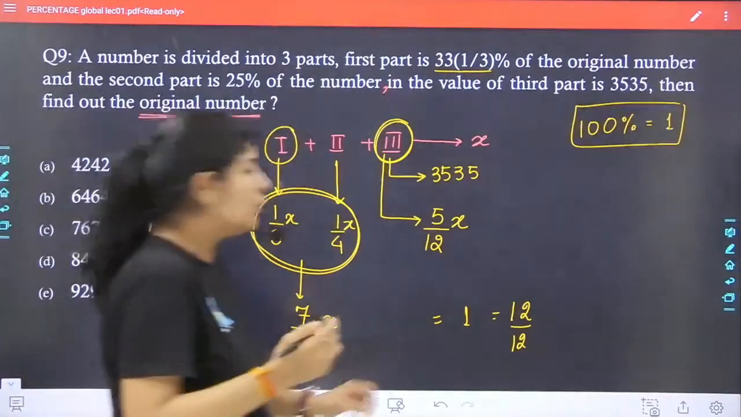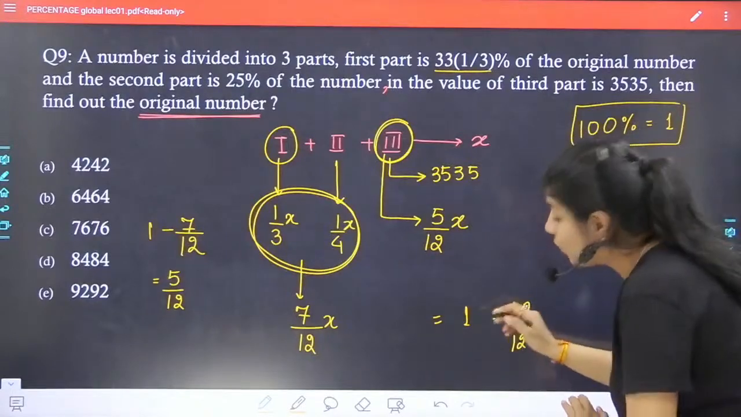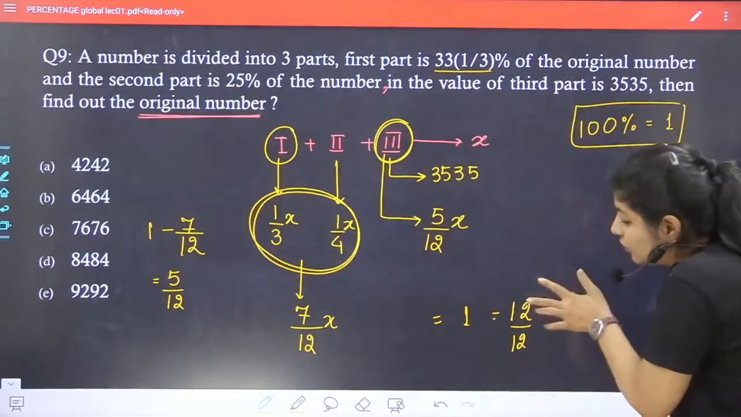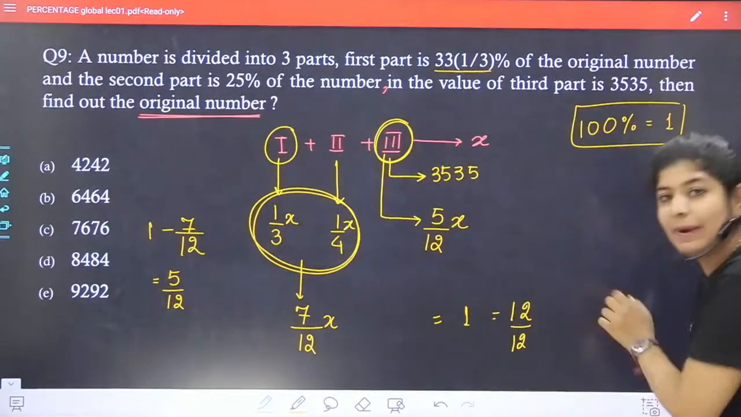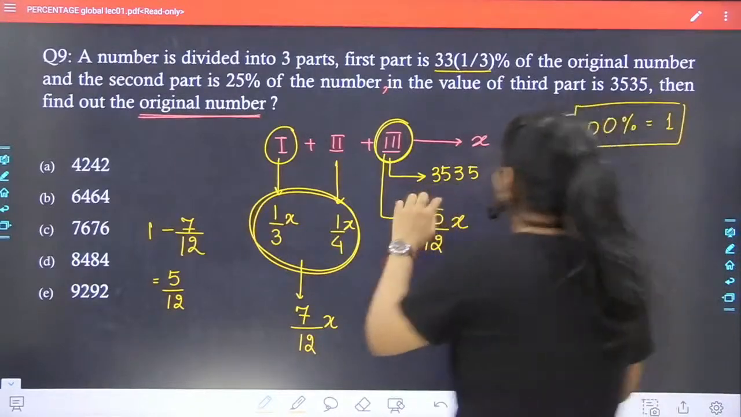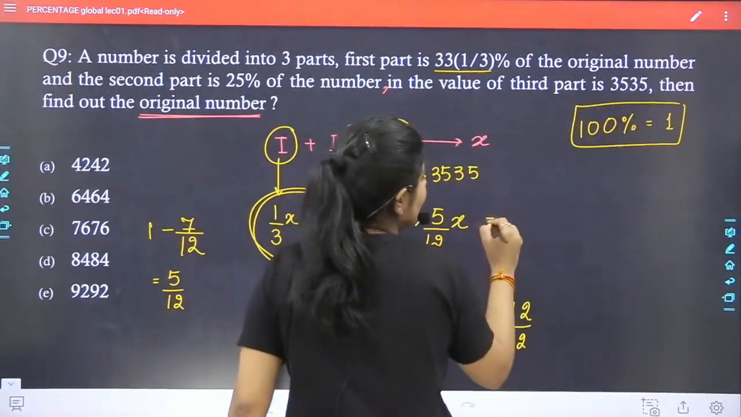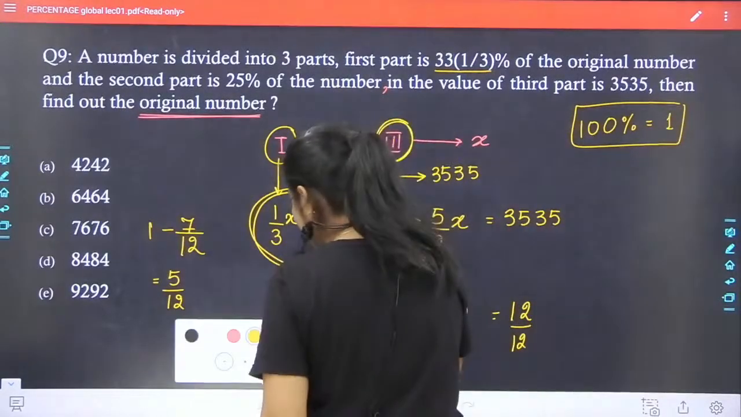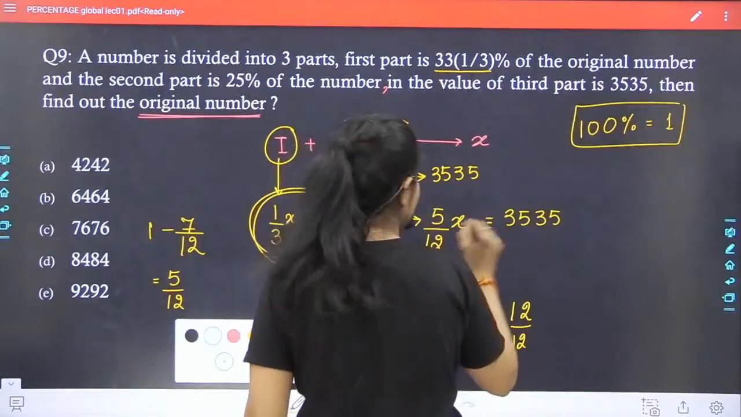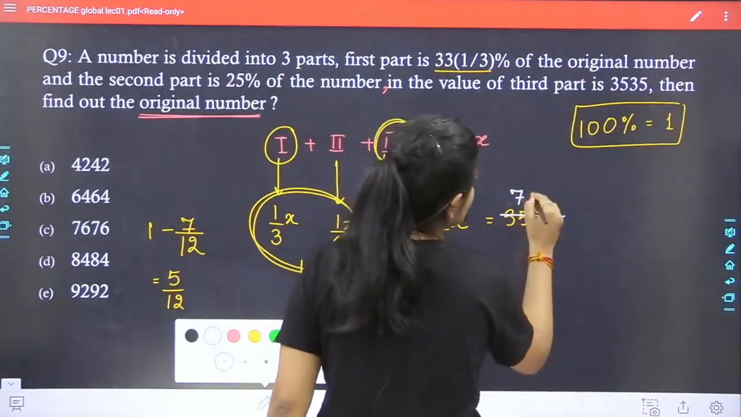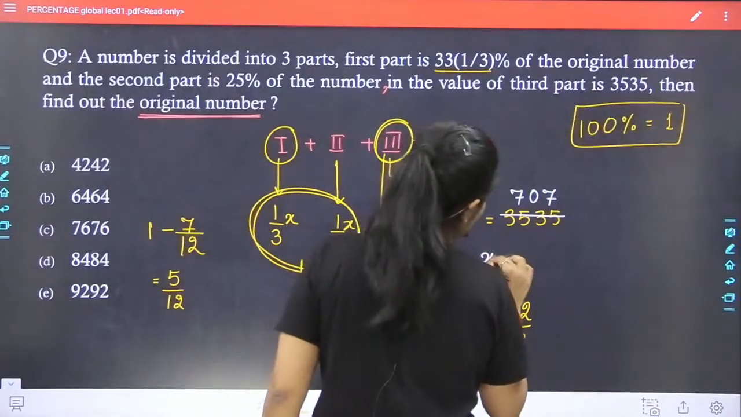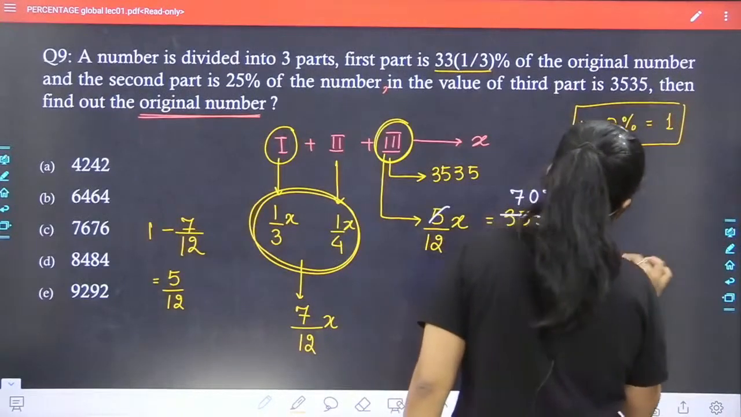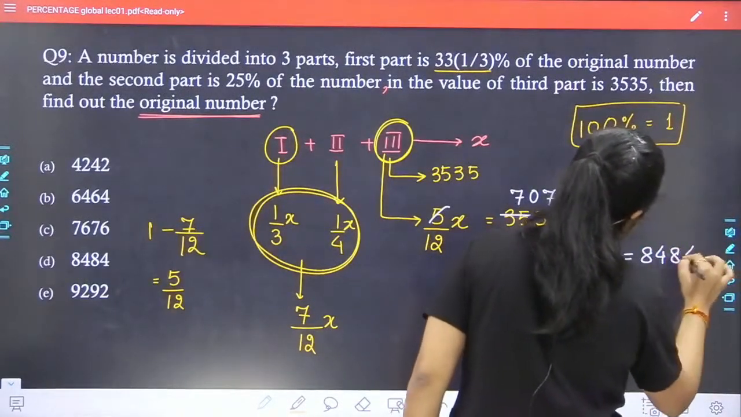And what we have to do, we have to multiply it as 1. So if we have to make it as 1, we have our number as 12 by 12. That means we can say 5 by 12 of the original number is given as 3535. So we can simply calculate the value of x over here. I'll get 707 as my answer, and to calculate the original number, we have to multiply 707 by 12, and I'll get 8484 as my answer.